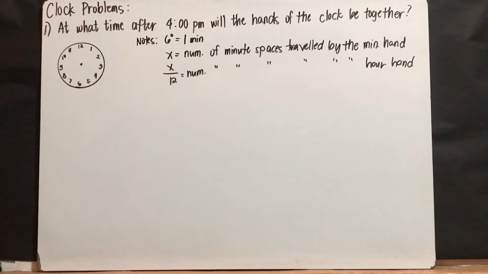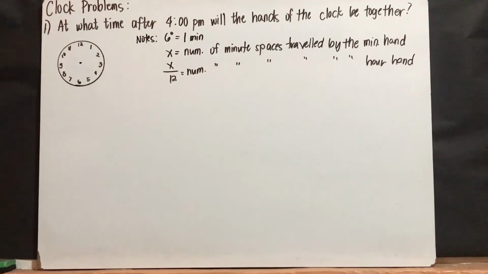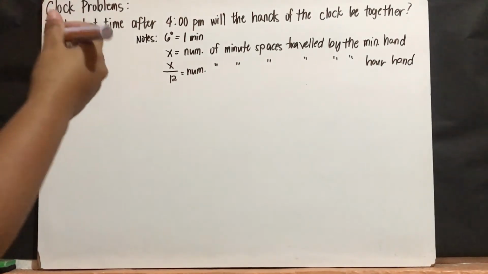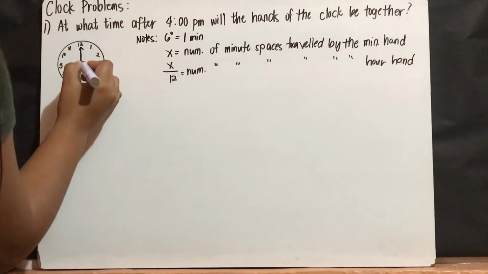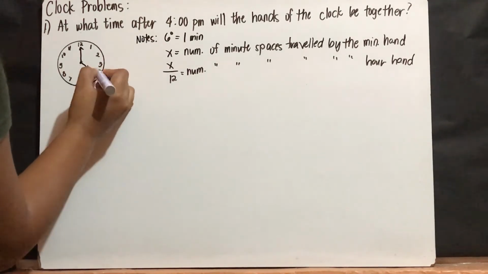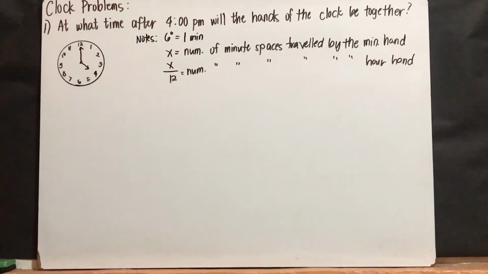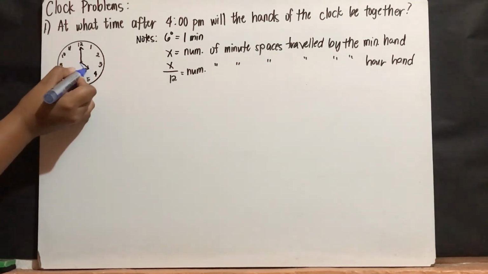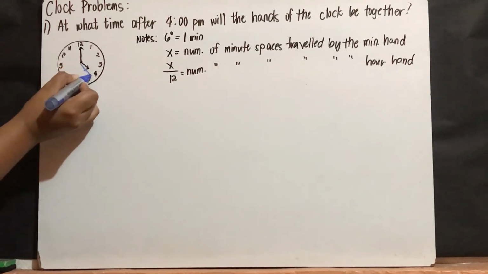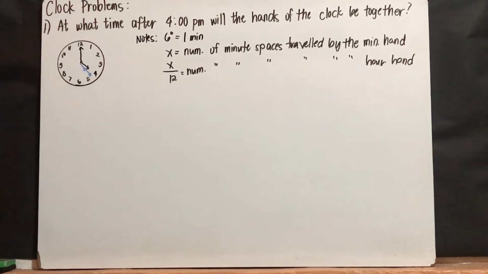So let's have example number 1. At what time after 4 o'clock p.m. will the hands of the clock be together? So, first na gagawin natin is to plot 4 p.m. on the clock. So, this will be the position of your minute hand, and this is the position of your hour hand. So, initially, ganyan yung position ng hands of the clock natin. Now, let's assume na yung hands of the clock natin will be together at this time.